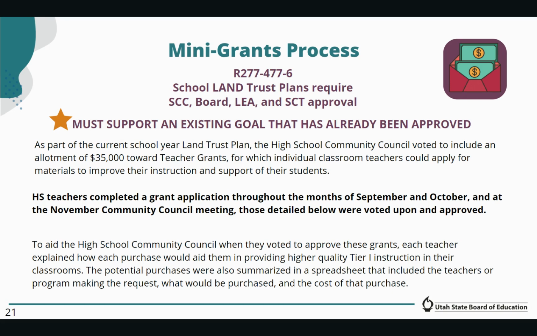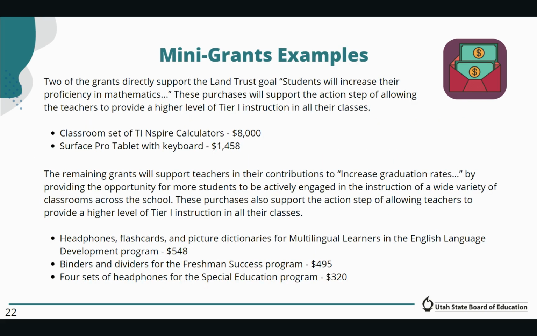As a way to aid the Community Council, the teachers who applied for the grants explained how each purchase would aid them in providing higher quality Tier 1 instruction in their classrooms. The requested items and costs were summarized in a spreadsheet with the teachers or program making the request. When the amendment was submitted on the reporting website, these details were included.